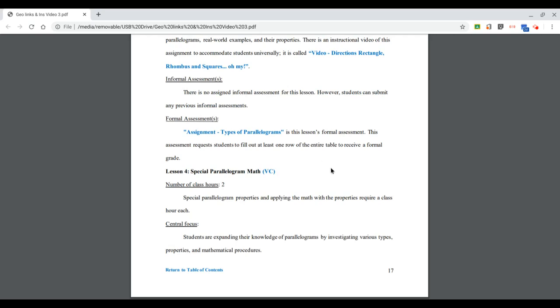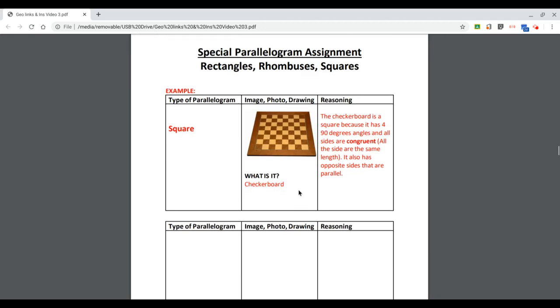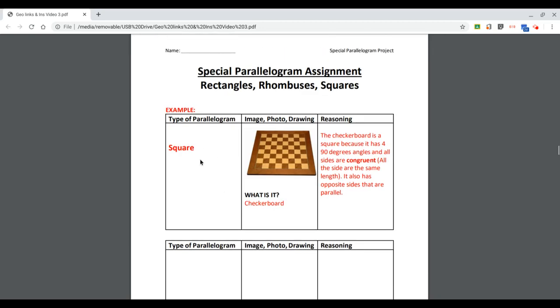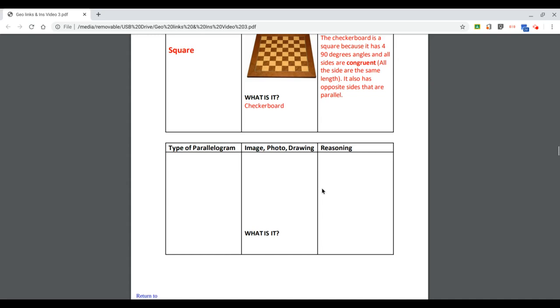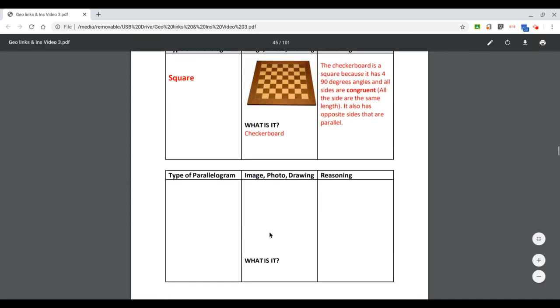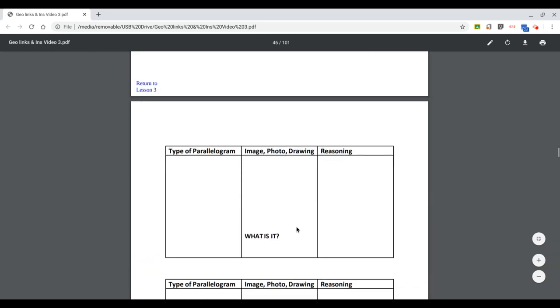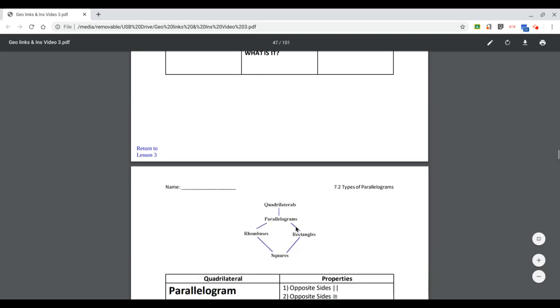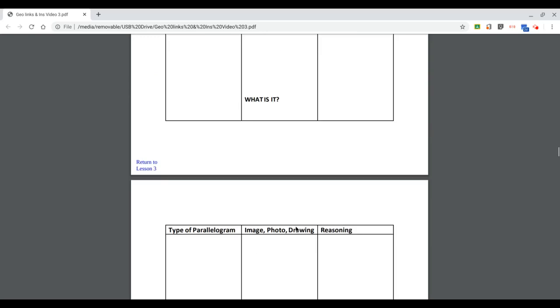For the formal assignment, let's take a look at it. It is Types of Parallelograms. In here, they had to fill out the first column with a type of special parallelogram, what it was. In this example, we use a checkerboard, and then give the reasoning of how they knew this was a square. The requirement, which was in the instructions and the instructional video, was that they only had to pick one of the three. But if they really wanted to impress us, they could do all three of the special parallelograms.